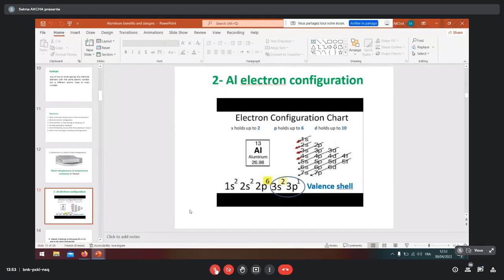La couche de valence commence avec la valeur la plus élevée du nombre quantique principal n. 1 c'est faible, 2 aussi, 3 c'est le plus élevé. Et bien à partir de 3s2 vous avez la couche de valence.